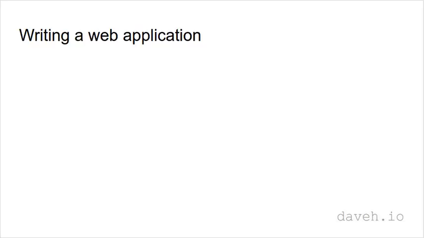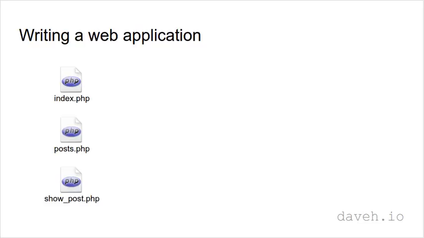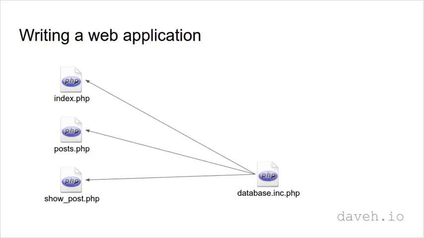So let's have a look at how your files might be structured. Let's start again with index.php. Then maybe you want another page that's a list of blog posts. Then perhaps a page to show a single post. Then of course all of these need access to the database, so you create a separate file with the database details in it. Then you include that file in all the others that need database access.